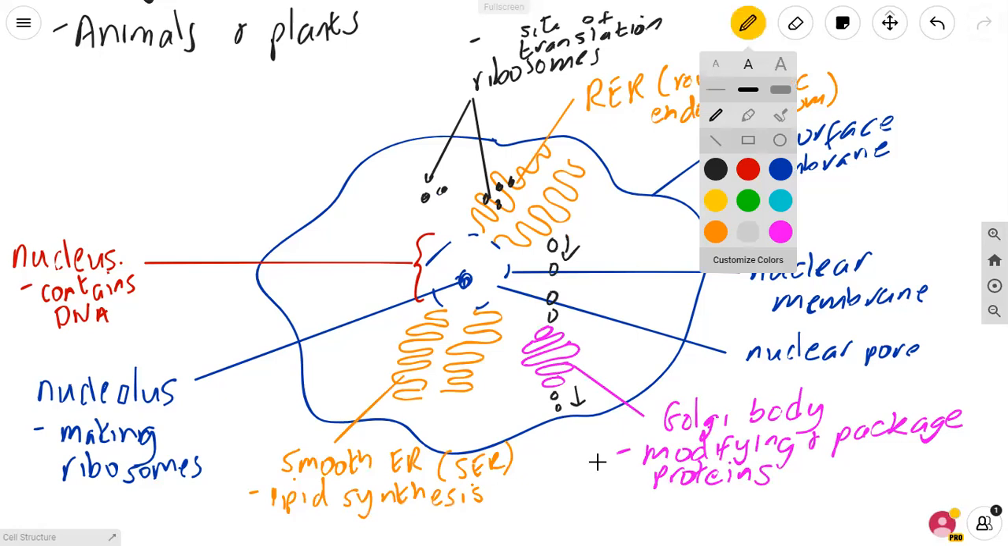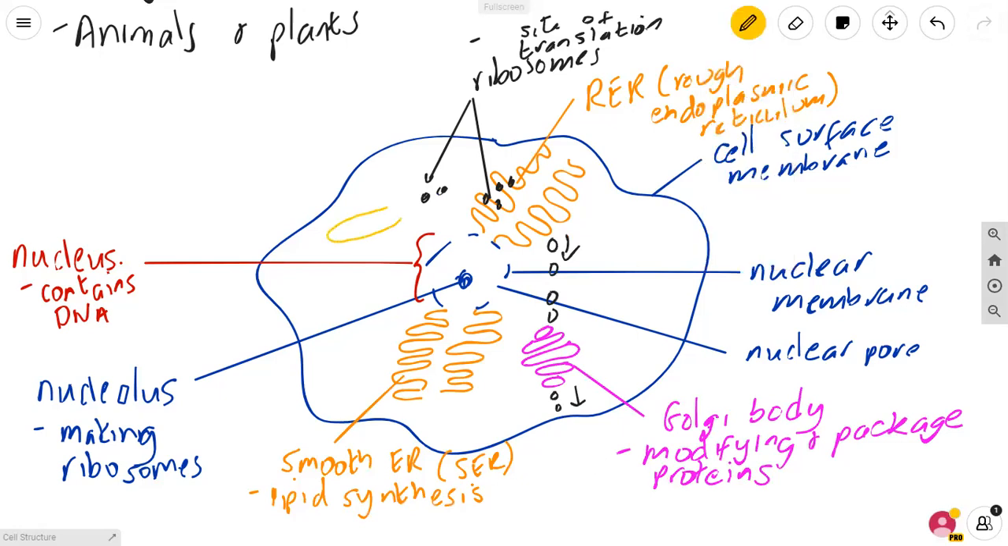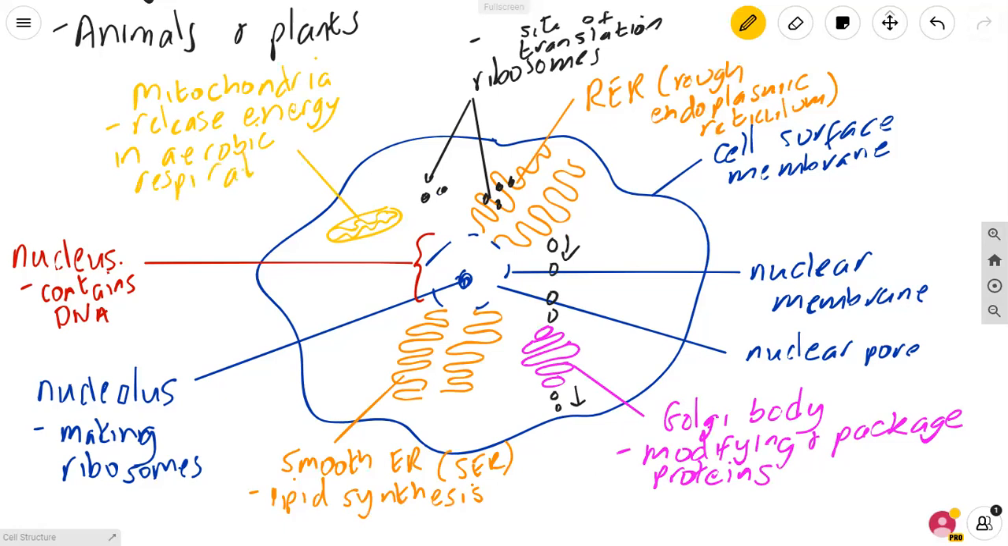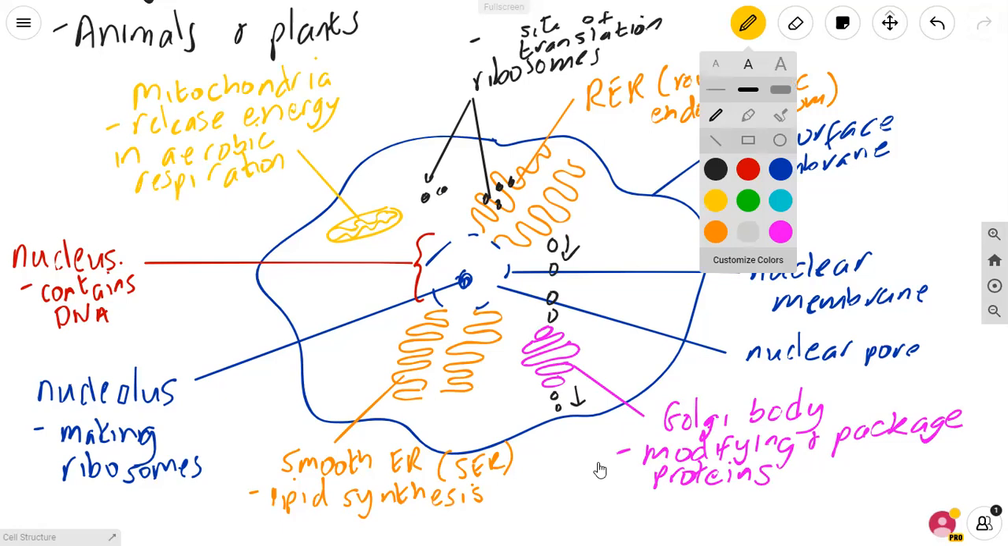You also have within the cell very important organelles that you've come across at GCSE, which are double membrane structural organelles, and they are our mitochondria. Their job is obviously to release energy. Note the word release, not produce, because energy cannot be produced, specifically in aerobic respiration. We'll look more at mitochondria in a little bit. They're very interesting organelles.